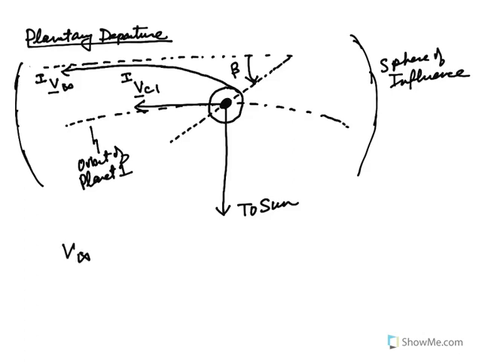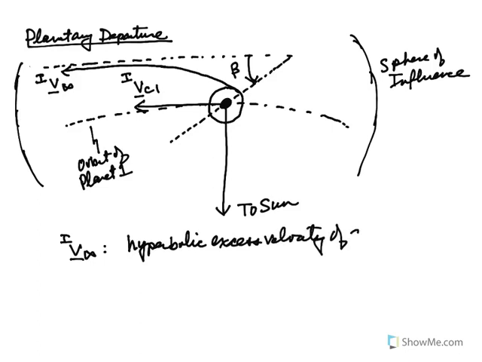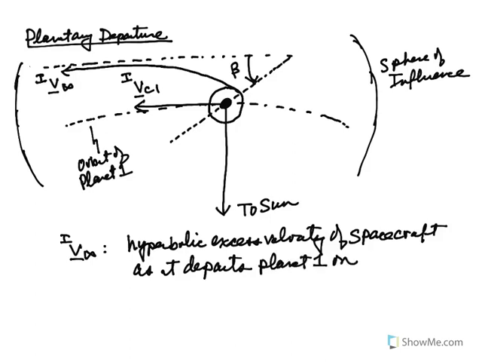Now, we're going to use this information to actually construct this escape. So V infinity, and I should be careful, the vector V infinity I is the hyperbolic excess velocity of the spacecraft as it departs planet 1 on the outbound hyperbola. So I'm going to call it the outbound hyperbola.